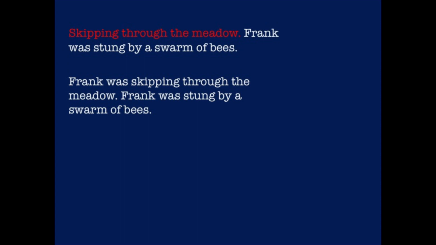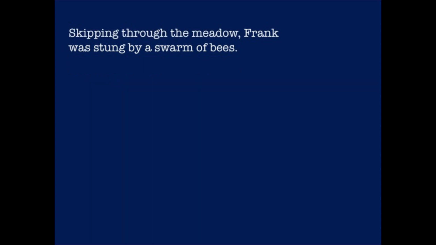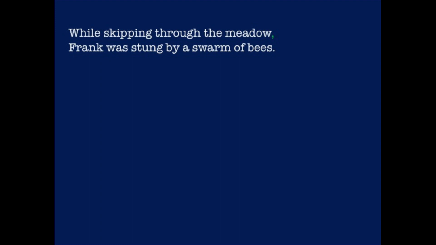Sometimes students are just writing too fast and leaving out words and they'll end up with fragments, but most of the time they're just leaving a dependent clause by itself like this. So remember, you don't want skipping through the meadow, period. You just change that to a comma, join it to the next clause. Skipping through the meadow, comma, Frank was stung by a swarm of bees. Or what if you want to add while, you could say, while skipping through the meadow, Frank was stung by a swarm of bees. But just don't have dependent clauses like this by themselves.